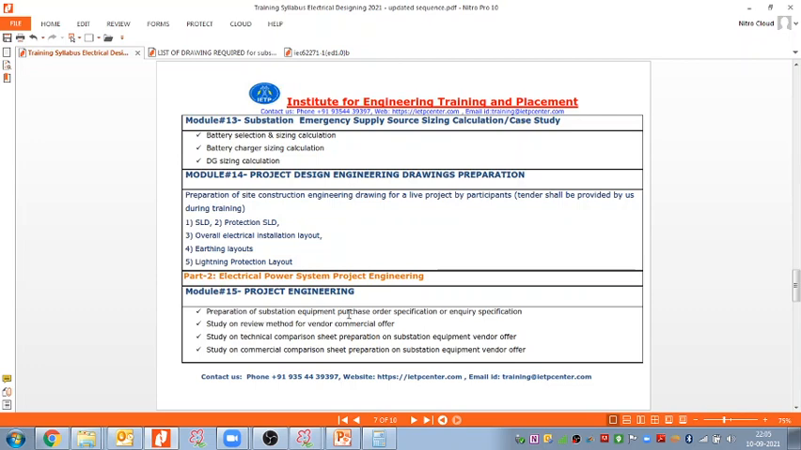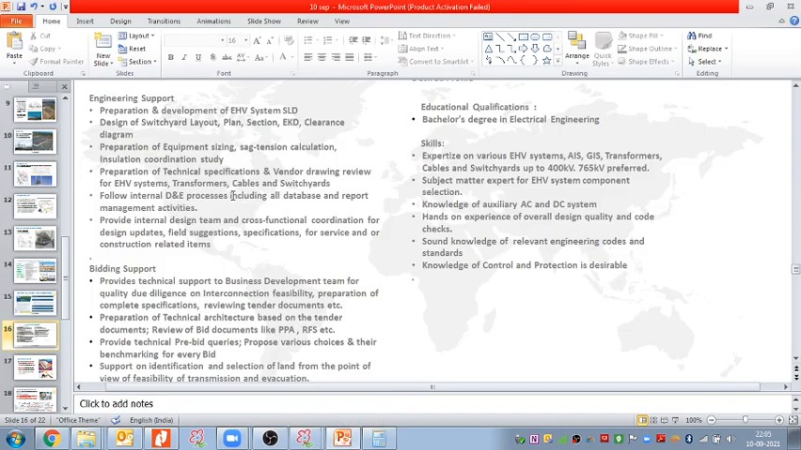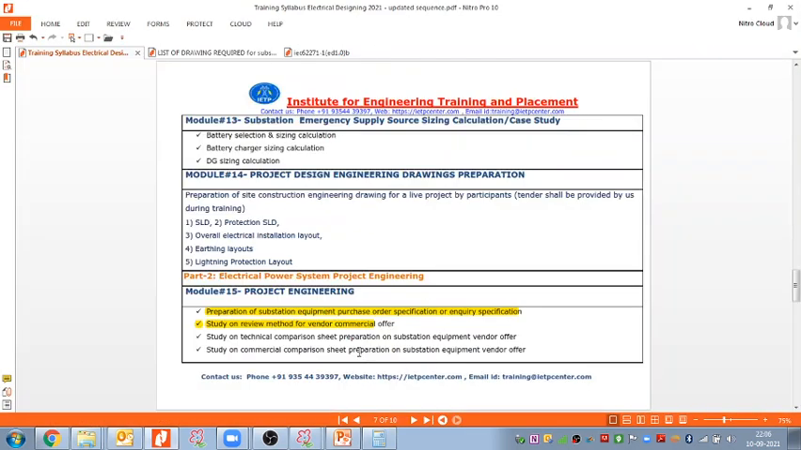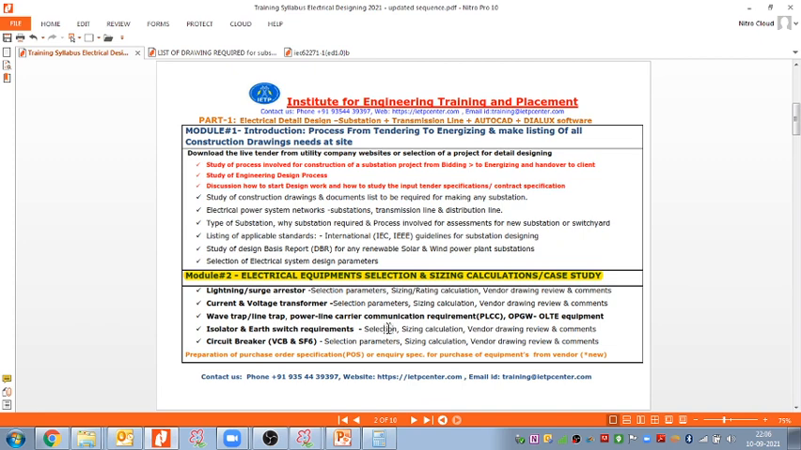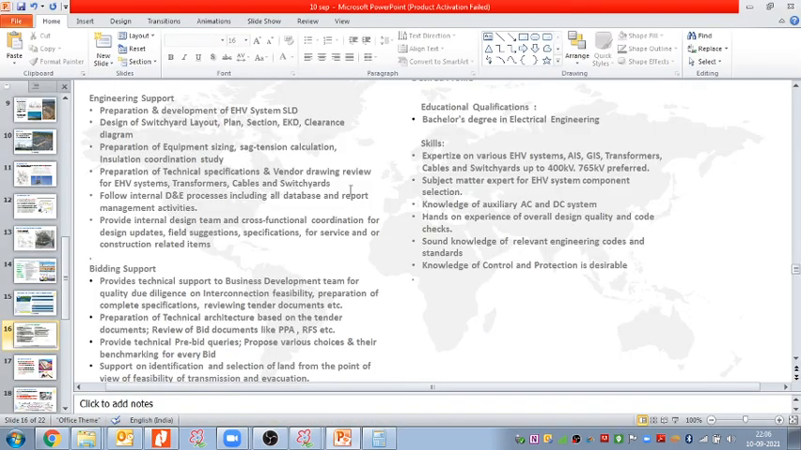Preparation of substation equipment purchase order specifications, other inquiry specifications, so that we are covering. Okay, technical specifications. Okay, vendor drawing review, so we will discuss the vendor drawing review, study and review method for vendor commercial offer, and here we will discuss this vendor drawing review and comments for every equipment. So vendor drawing review also we are covering.